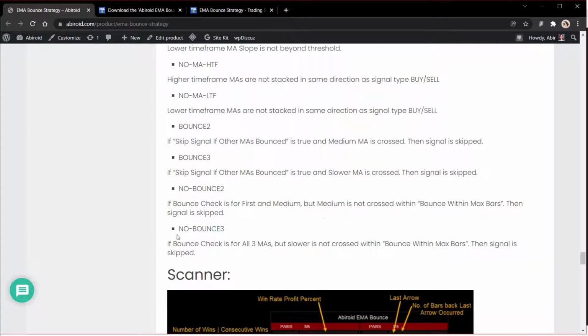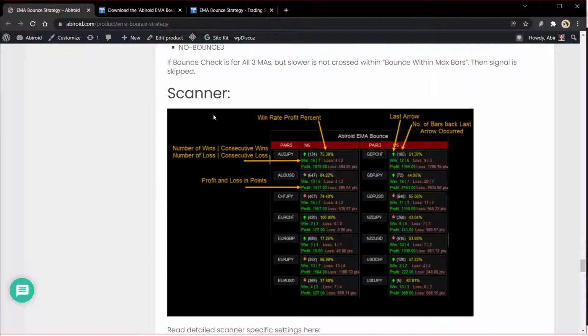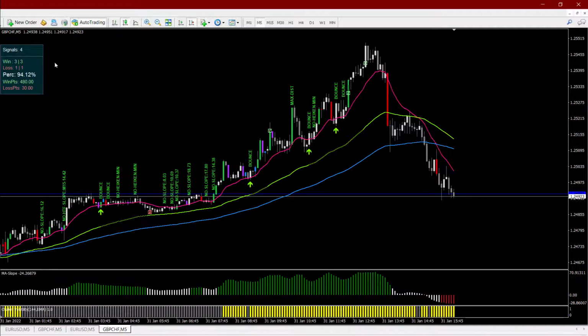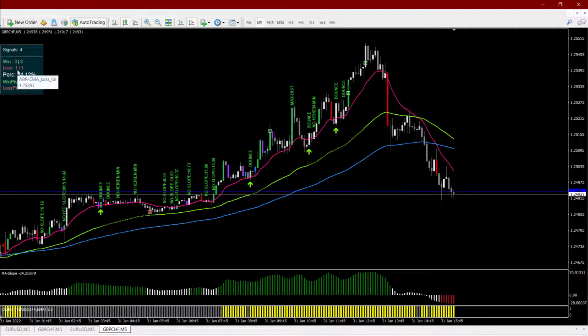So just go over these, and also you can go over what each of these values in the scanner means. I think I didn't explain these. So right here you get the number of wins. This first value is that, and these are the consecutive wins. So let me go over right here. So suppose you get 3. So we had 3 consecutive wins. And if you have 1 and 1, this is the number of losses and the consecutive loss.